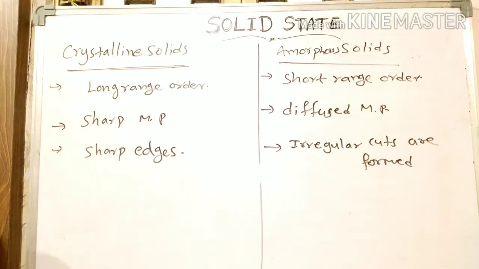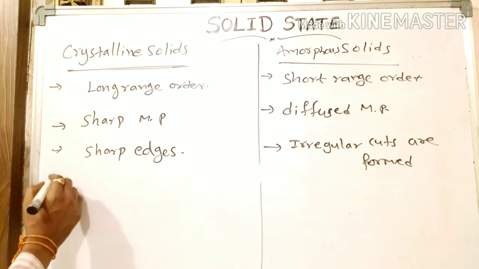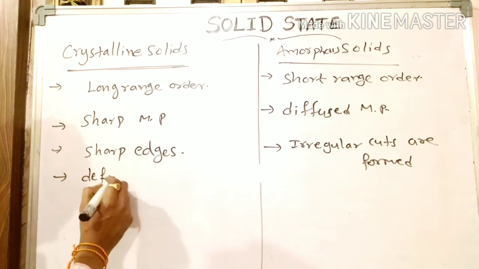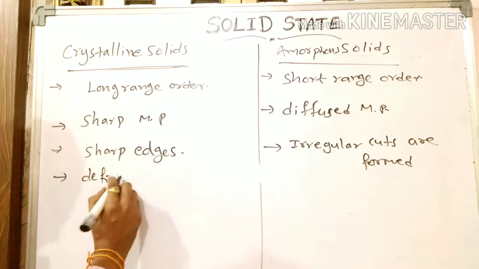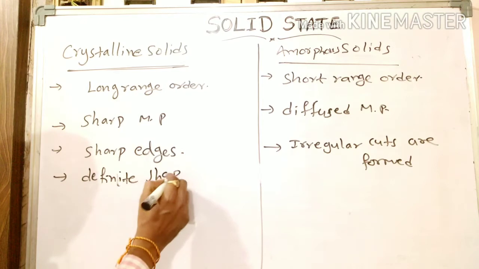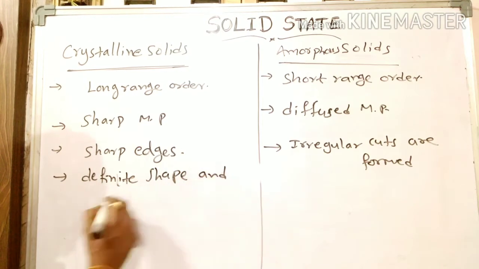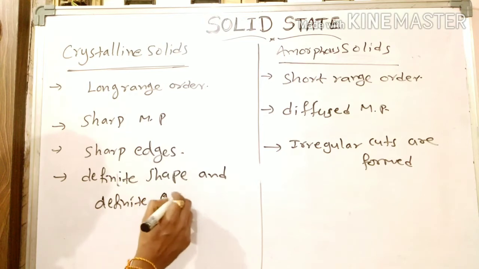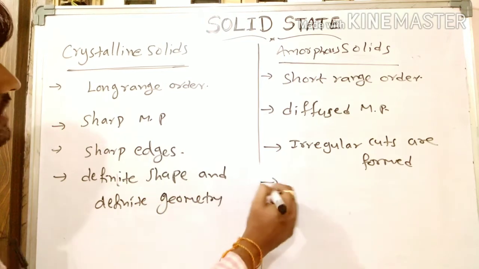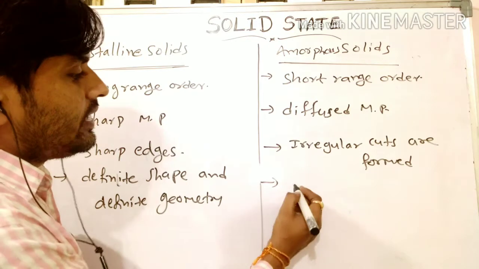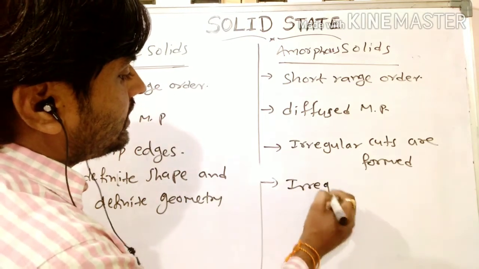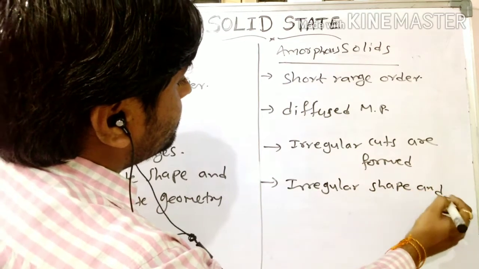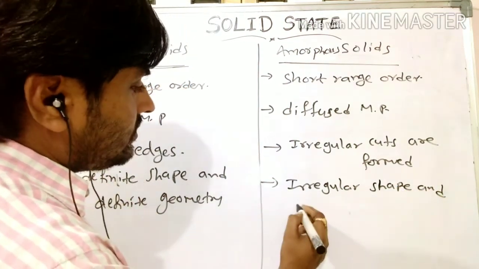And next, crystalline solids have definite shape and definite geometry. But amorphous solids have irregular shape and geometry.